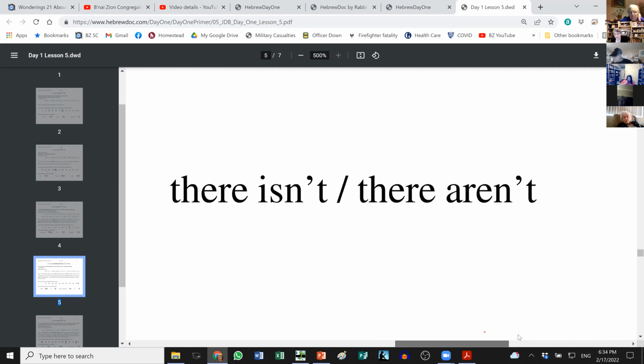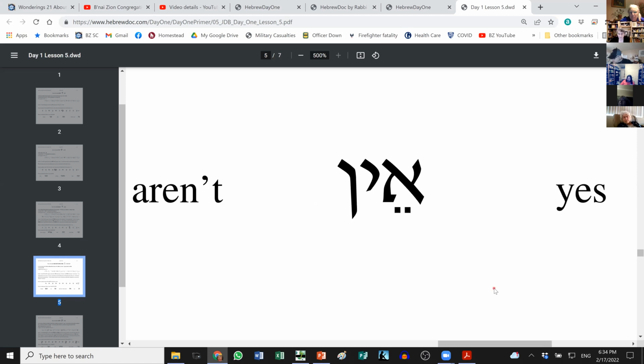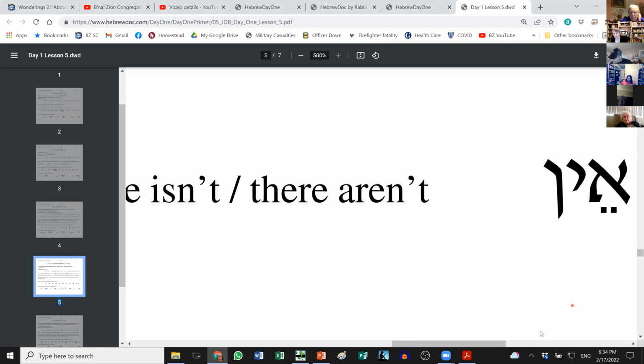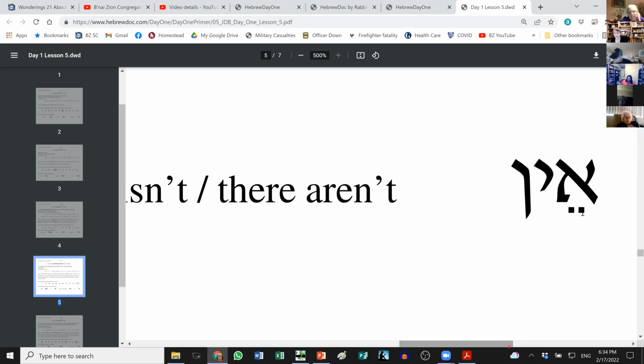And then we have this word, which means, oh, come on. If I do it like this, will you move over just to where I want you to? Okay. There isn't or there aren't is this word here. It starts with an aleph, which is silent, essentially. And then you have the eh with the yud. When I have an eh with a yud, then it always is ay. So that's ay and a final nun, ayin. Ayin means there isn't or there aren't.